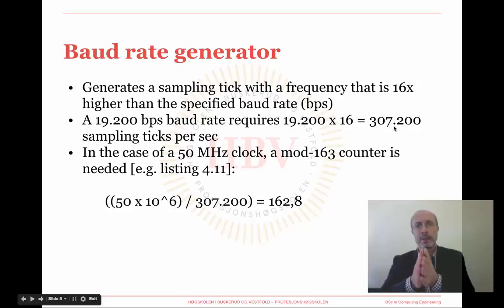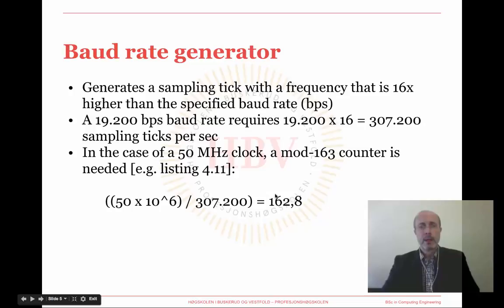And what this means is that at a 50 megahertz clock speed, for example, then a counter will reach the value of 163 during each sampling tick period, or in between two consecutive sampling ticks. So this means that the baud rate generator can simply be designed as a modulus 163 counter, which is restarted whenever its output reaches the limit.